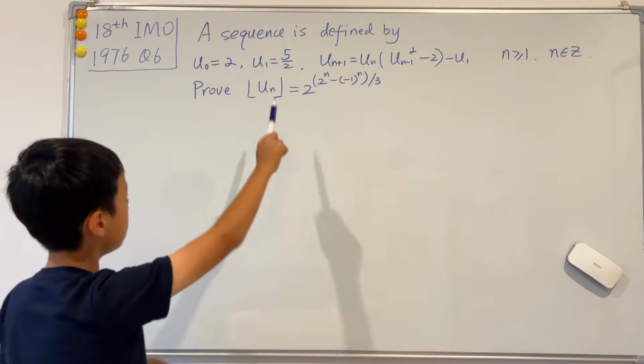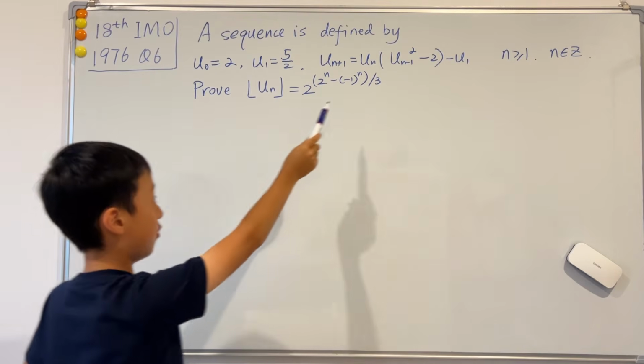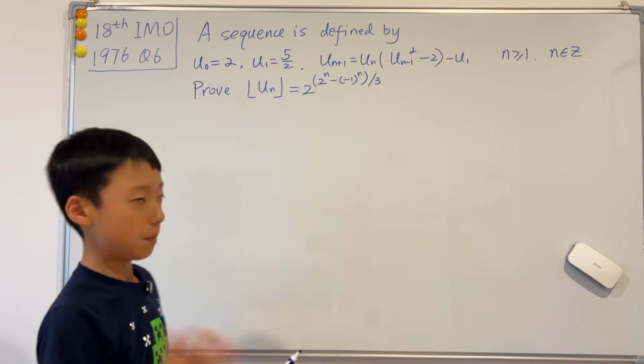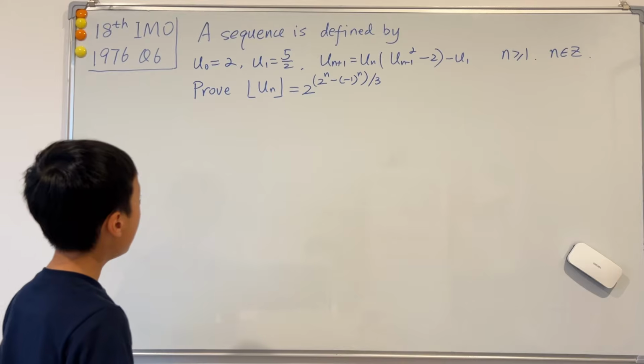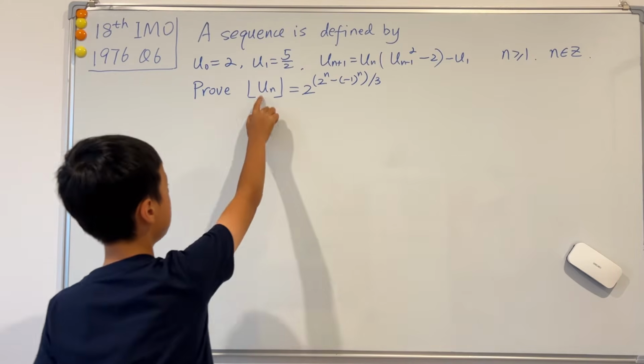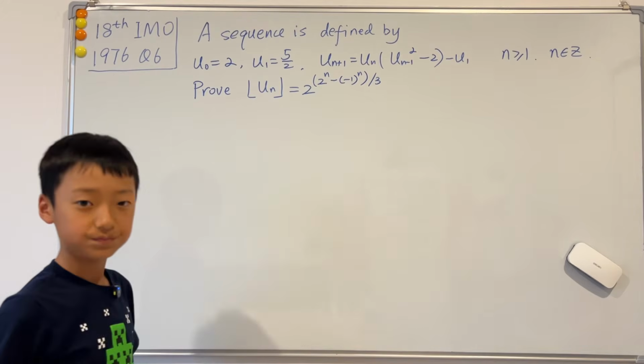We have a sequence that is defined by u0 to be this, u1 to be that, and we also have a formula for un plus 1 using the previous two terms. And we want to prove that the floor function of the general form un is equal to this whole thing.